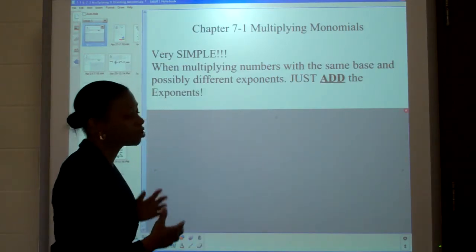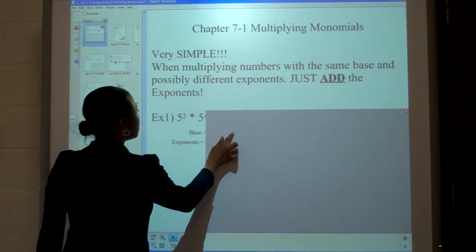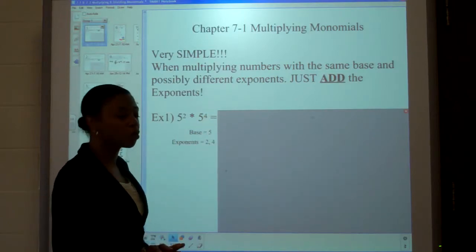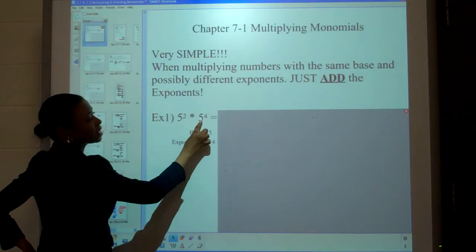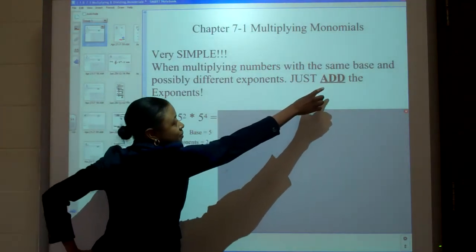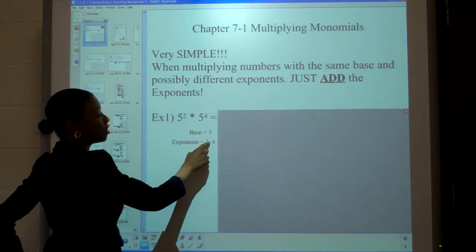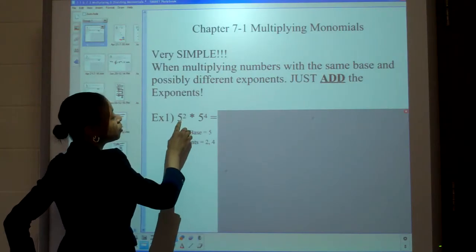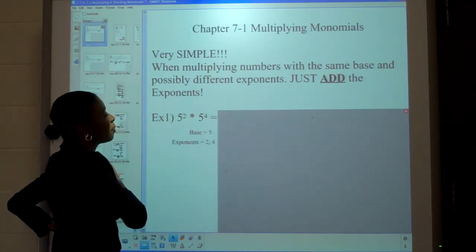Well, what do I mean? Let's just jump right into it very simply. For example, 1. Let's say I have 5 squared times 5 raised to the 4th power. Well, they have the same base. What's our base number? When I say base, I'm talking about the 5 and the 5. We have the same base of 5, and what are the exponents? In other words, what's the base number raised to? The base 5 is raised to the 2nd power, and the base 5 is raised to the 4th power.